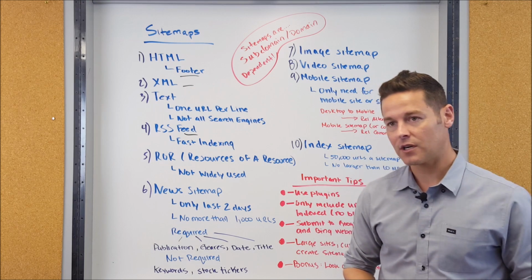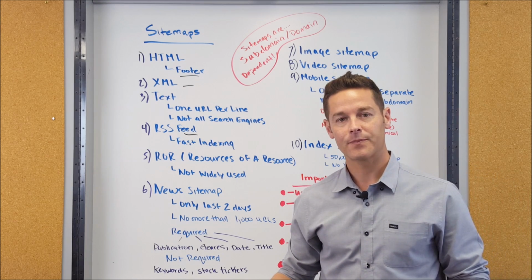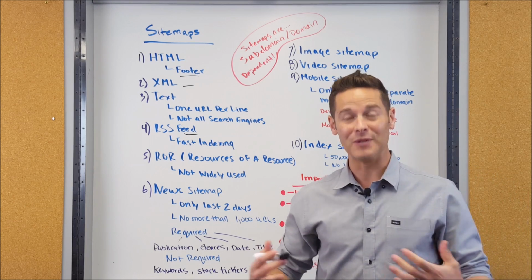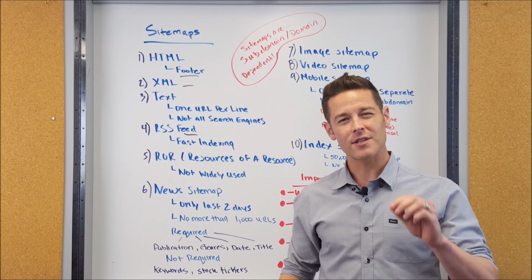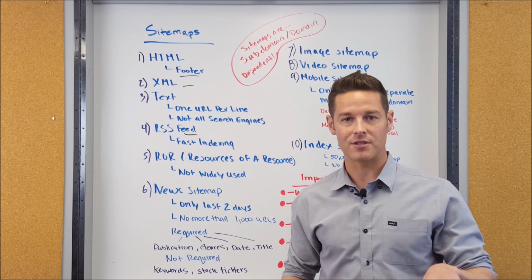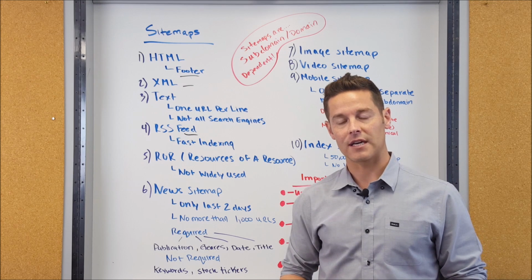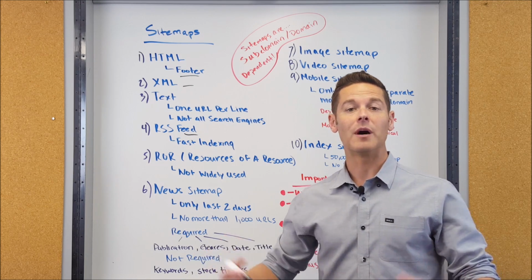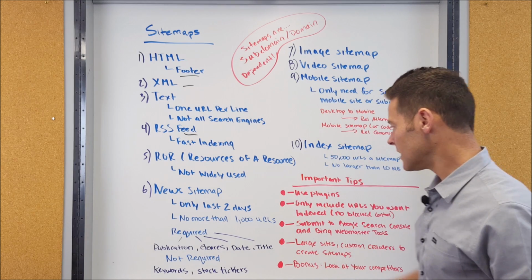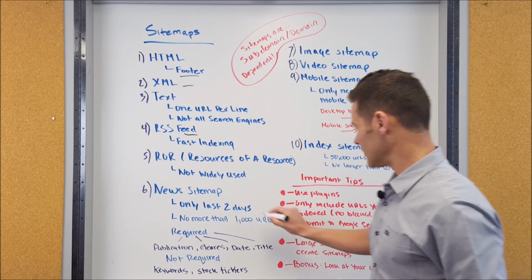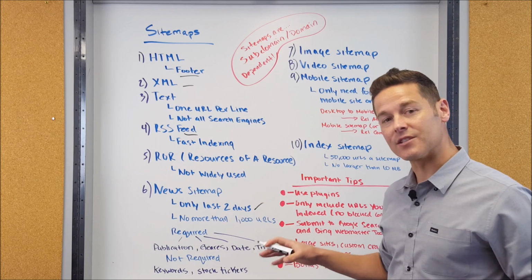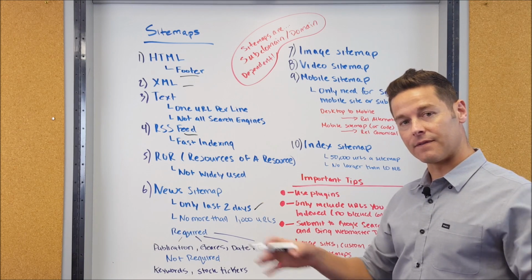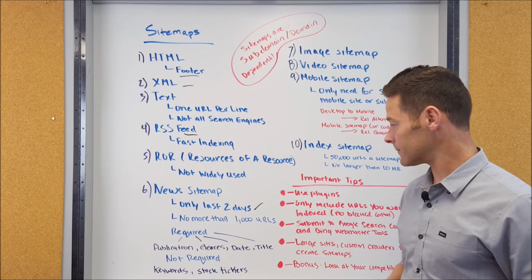If you're trying to get into Google News, or you're a Google News site, you need to have a news sitemap. There are a couple of things that are different about a news sitemap than a regular sitemap, and of course you'll want to make sure that it's being picked up correctly through Google Publisher Center. But for a news sitemap, you can only have the last 2 days' worth of news in there, okay?